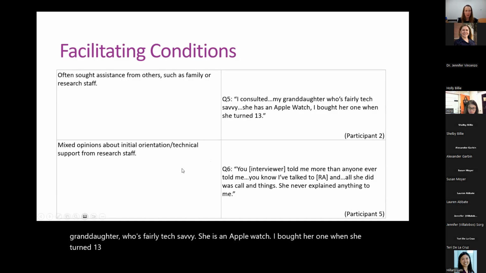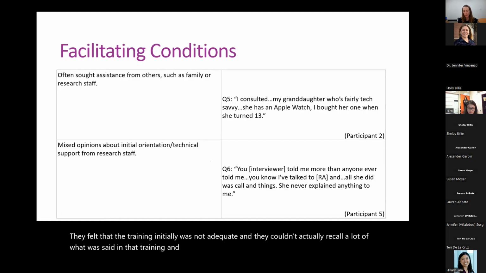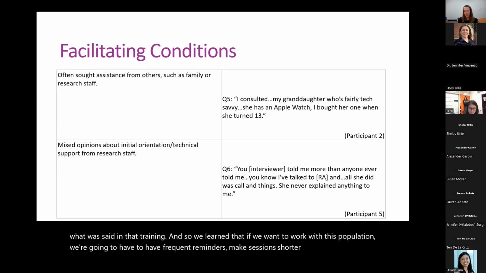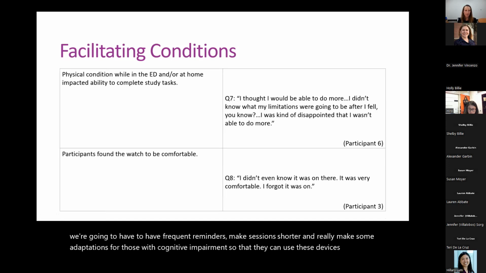And then we had a person in our study that had cognitive impairment, and they said that they felt that the training initially was not adequate, and they couldn't actually recall a lot of what was said in that training. And so we learned that if we want to work with this population, we're going to have frequent reminders, make sessions shorter, and really make some adaptations for those with cognitive impairment so that they can use these devices.